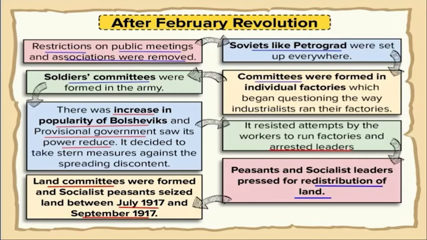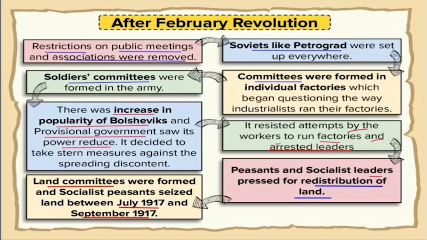So what happened was it resisted attempts by the workers to run factories and arrested the leaders. The attempts made by the workers were going unsuccessful. The Provisional Government arrested the leaders and said that no, you're not going to work anymore. The peasants and the socialist leaders pressed for the distribution of land. They said that the land should be redistributed among every one of us. Okay. Now the land committees were formed again, and there were socialist peasants who also seized the land. They took over the land back between July and September 1917.